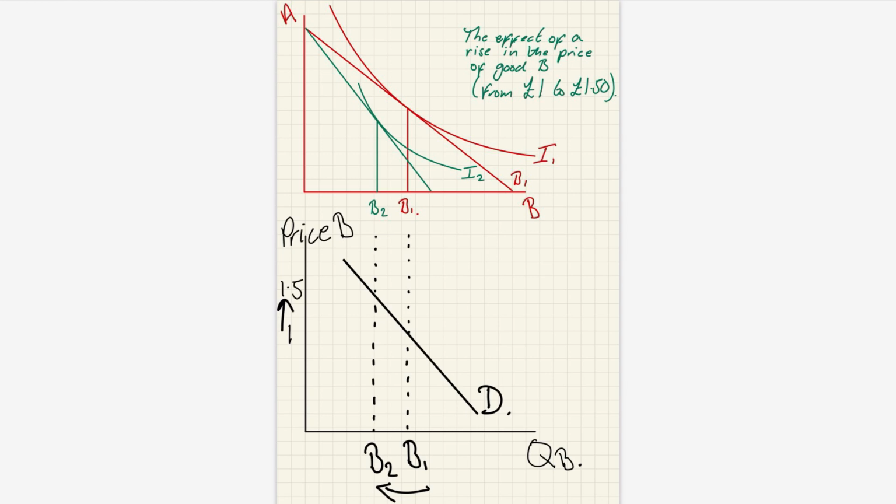quantity B2. If we now drop those quantity lines down onto the demand curve, we can see that price has increased there from £1 to £1.50, and as a result, the quantity has fallen from B1 to B2. So we can use indifference curves and budget lines to derive the downward sloping nature of the demand curve, the negative correlation between price and the quantity demanded.